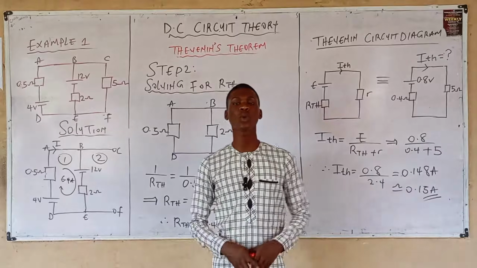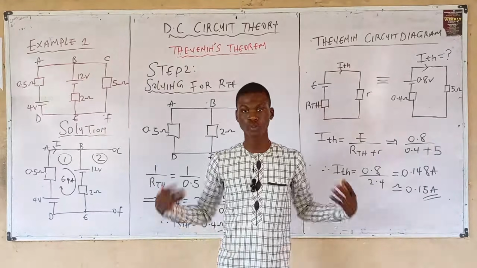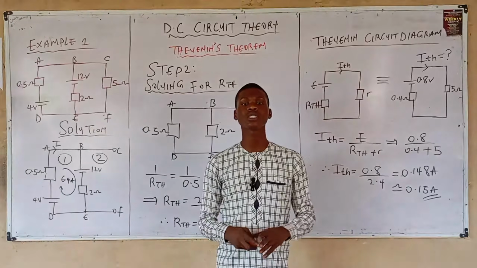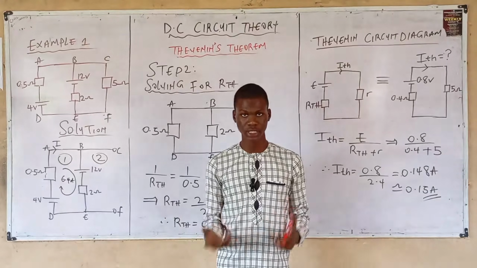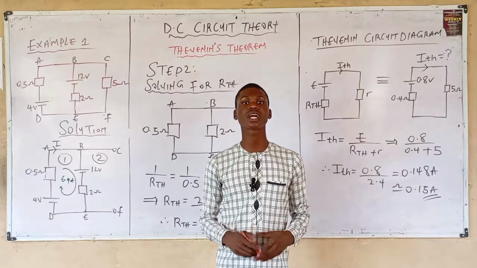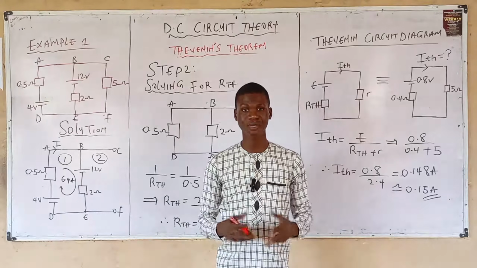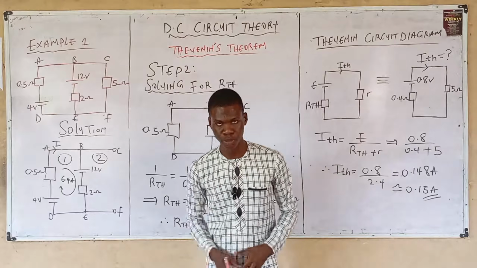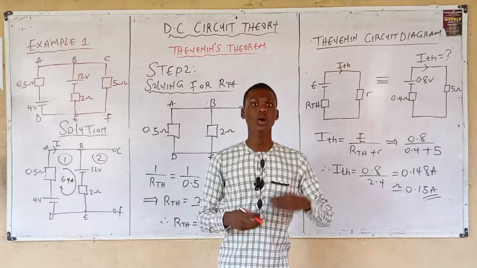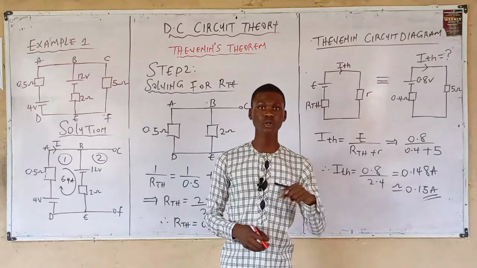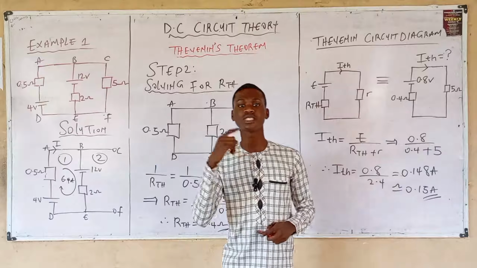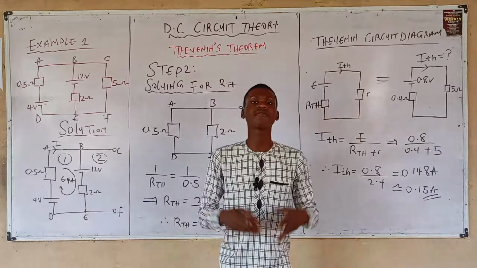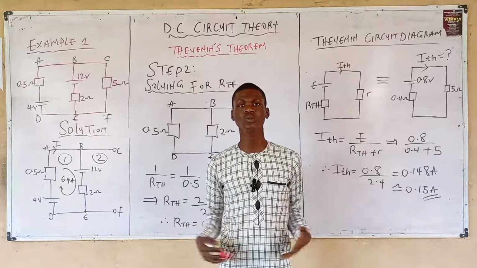Let's relate what the theorem states to what we've done so far. The theorem states that any linear circuit containing several voltage sources and resistors can be simplified to an equivalent Thevenin circuit containing one source voltage, a resistor meaning the load resistor, and the Thevenin resistor. And that's what we've done so far.